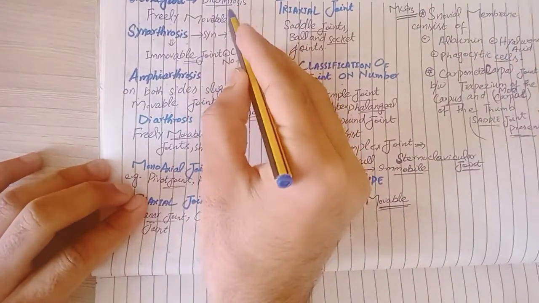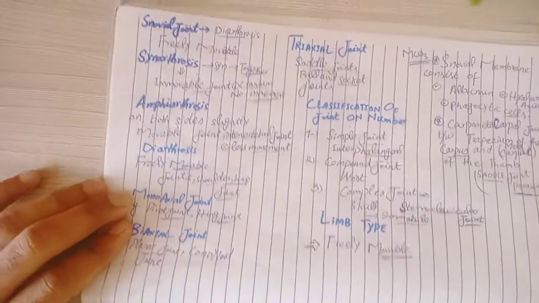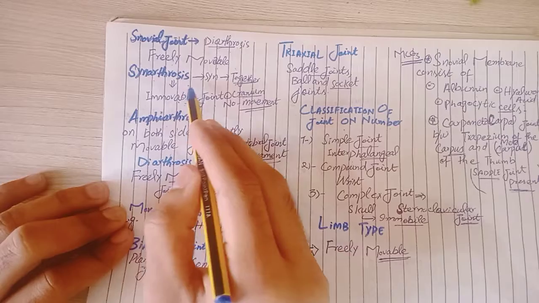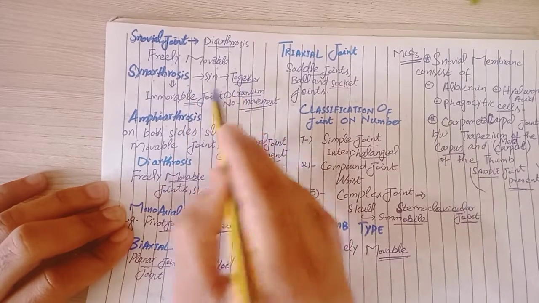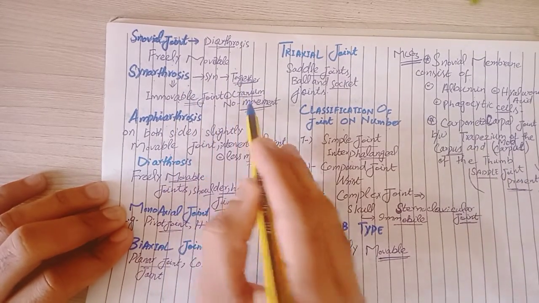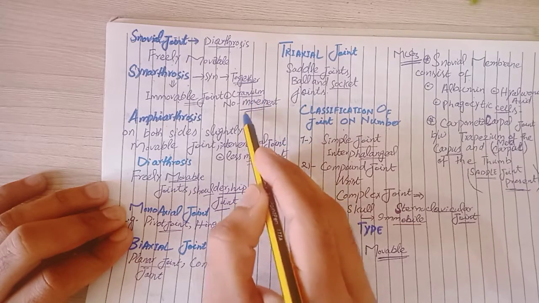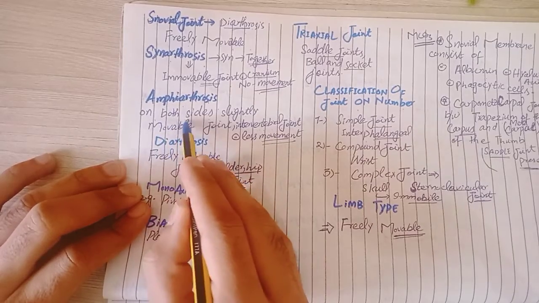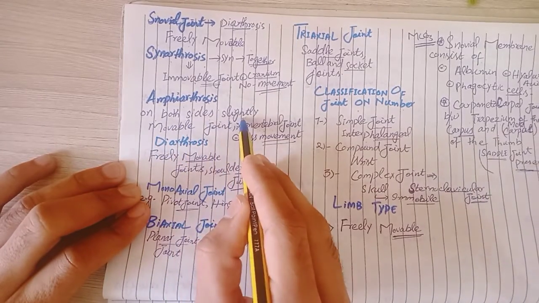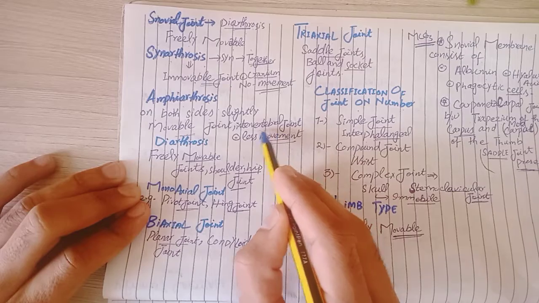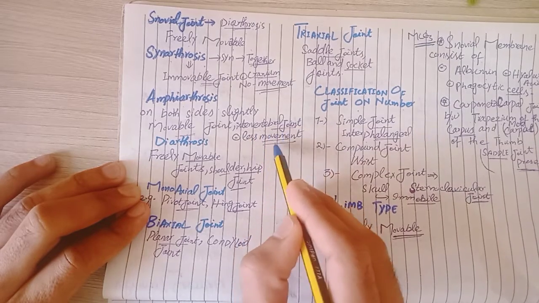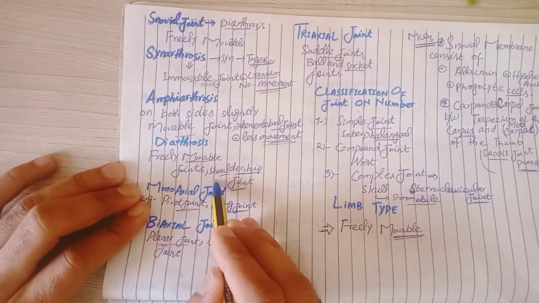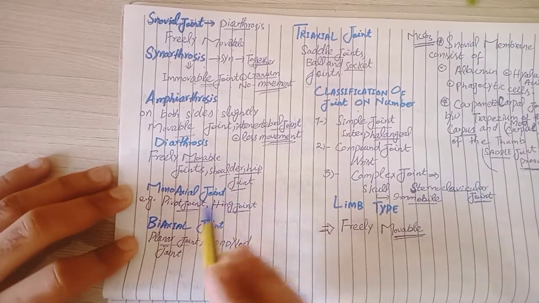Synovial joint also known as diarthrosis. They are freely movable. Synarthrosis, syn means together, immovable joint present in cranium, part of skull, in which no movement occurs. Amphiarthrosis, present on both sides, slightly movable joint present in vertebral joint, in which less movement occurs. Diarthrosis, freely movable joint present in shoulder and hip joint.